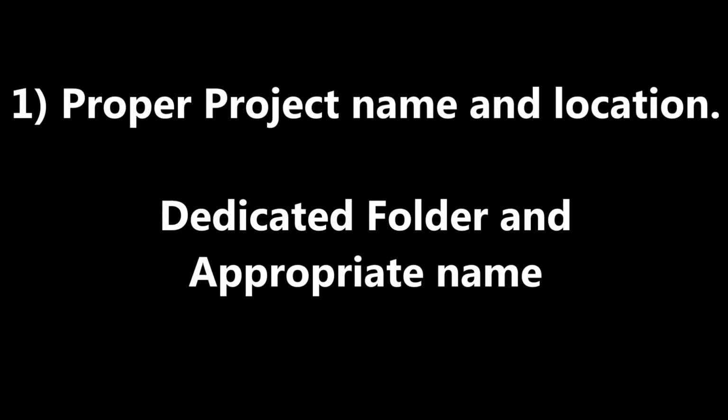Let's reflect on our checklist for preparing a new project within your DAW. 1. Proper project name and location. Save your project in the designated folder drive you have created specifically for your digital audio projects and name the file appropriately as we discussed. 2. Digital audio preferences. Use a sample rate of 48 kHz and a bit depth of 24-bit.